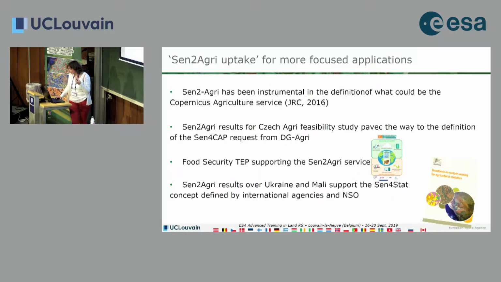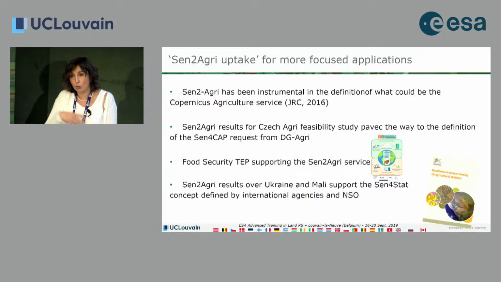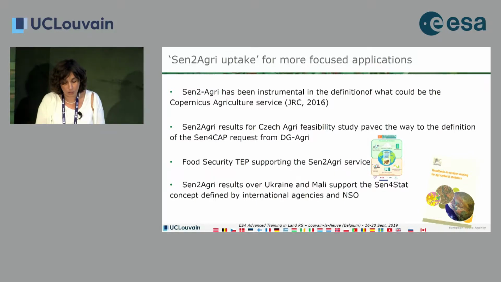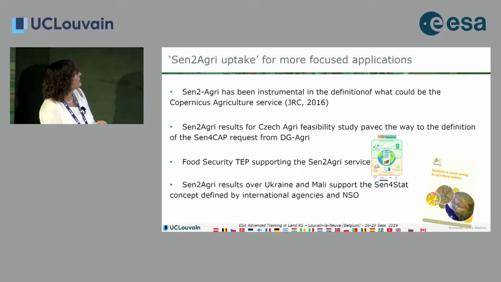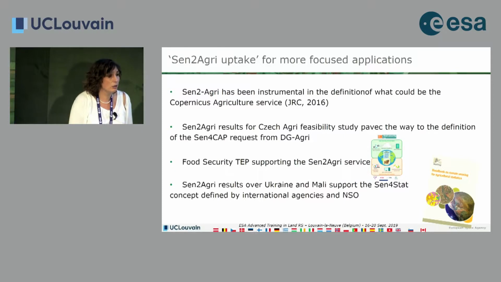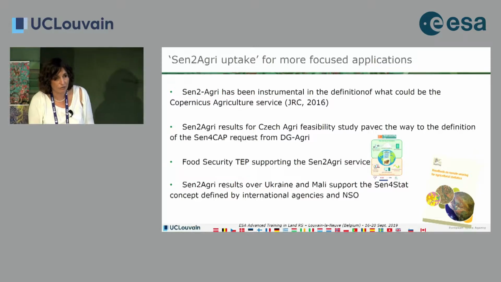And the last list of, let's say, updates is this one. These are experiments that have been done by us or by partners and that have allowed going to new applications. Sen2Agri has been used to define what could be the Copernicus Agricultural Service. It has also been used in a feasibility study over the Czech Republic with the paying agency. And the results were convincing enough to go to Sen4CAP, on how to use Sentinels in the context of the CAP reform.